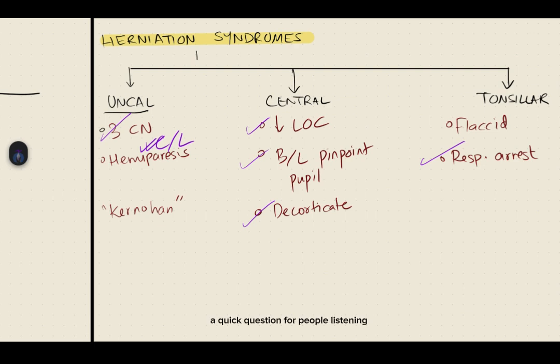A quick question for people listening: write down your answer in the comment box. Pupillary asymmetry, bradycardia, and hypertension is known as a what triad?